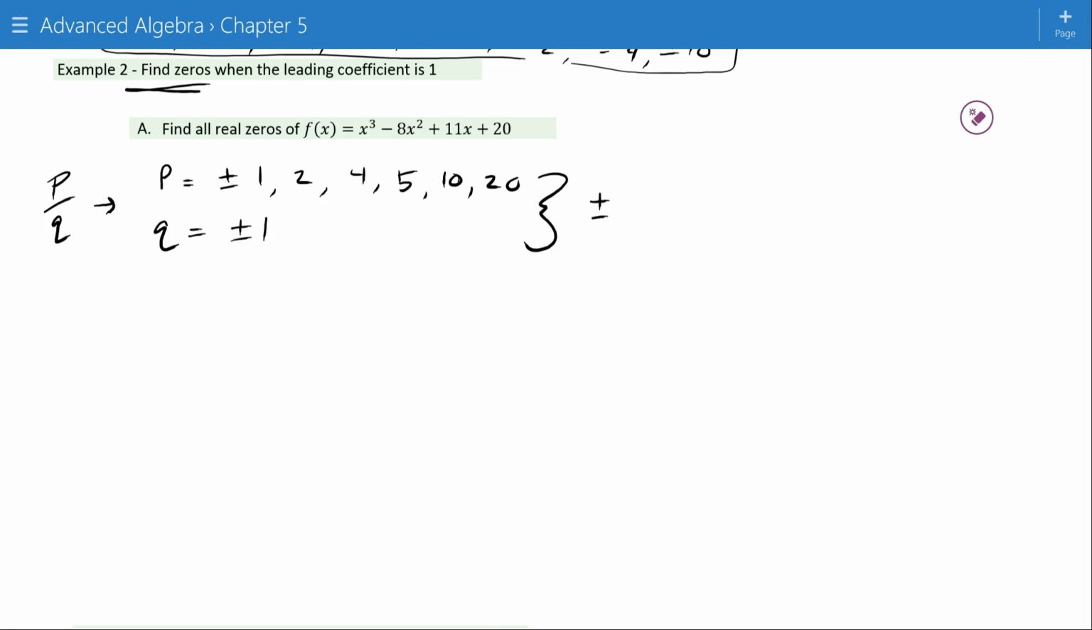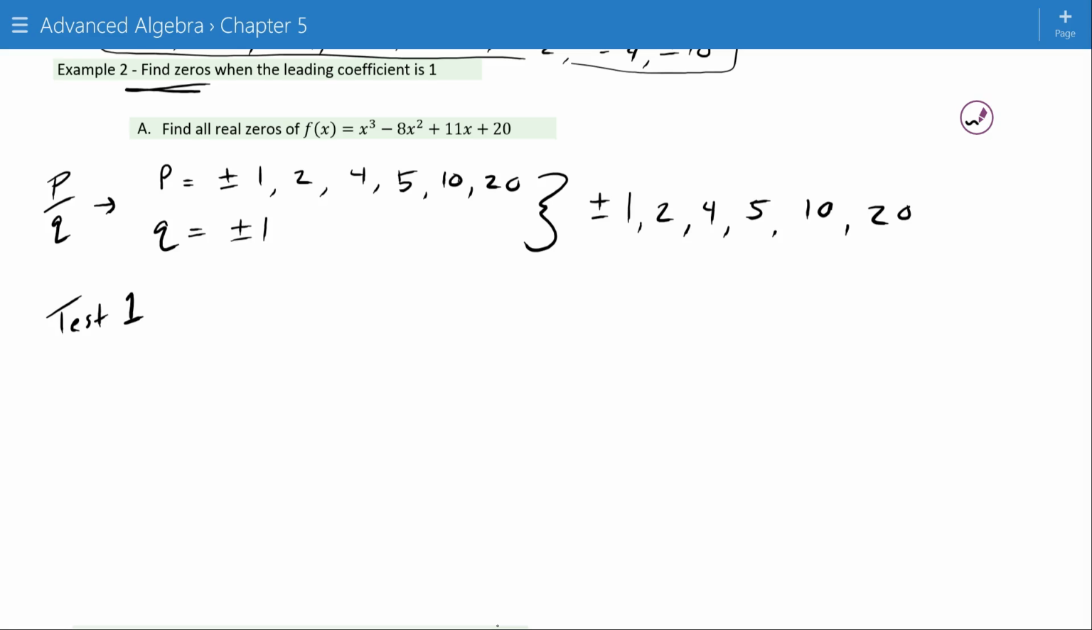Let's not even write that out. Ready? We'll just go with 1, 2, 4, 5, 10, and 20, just reducing our fractions right away. Now those numbers, those p over q possible answers, are the ones that I'm going to test to see if they are in fact zeros of that function. And if it's a 0, that means it should be a factor, right? So we're going to test the values into it.